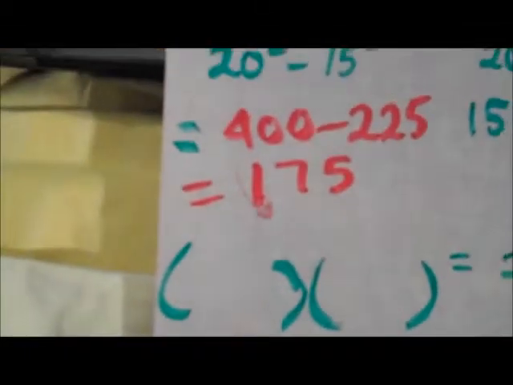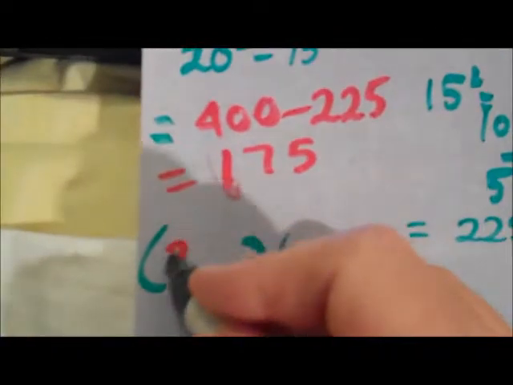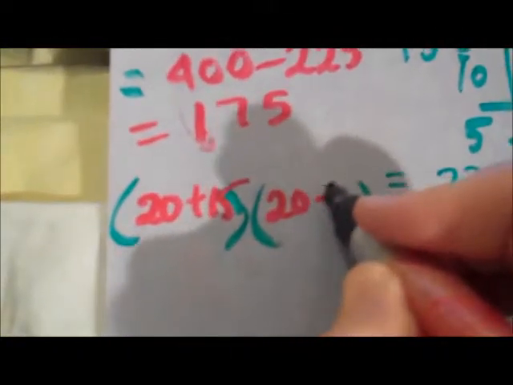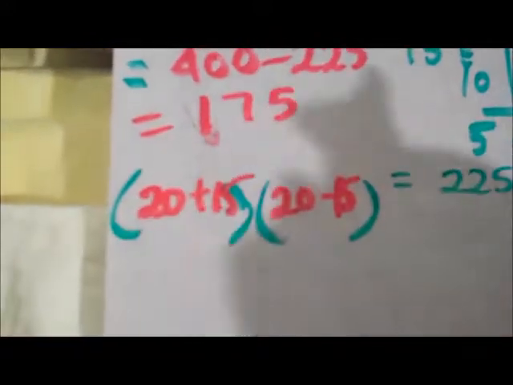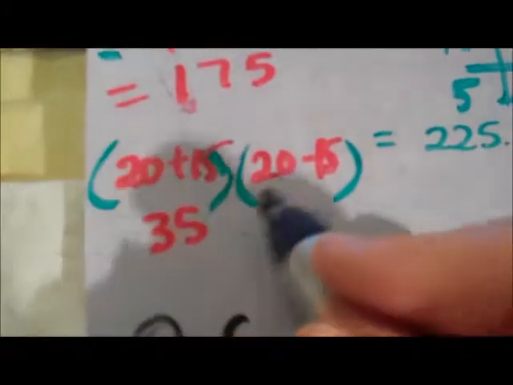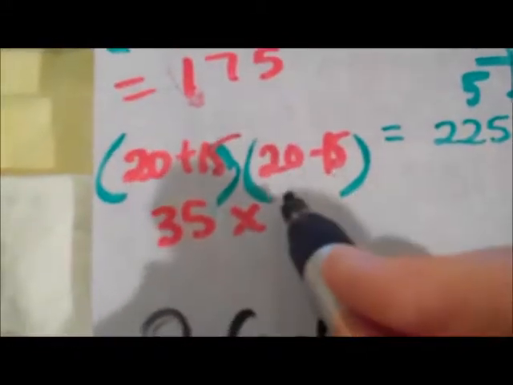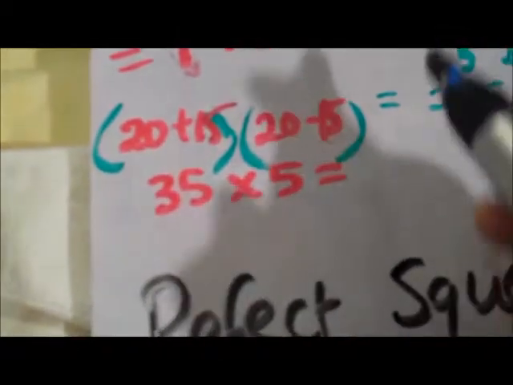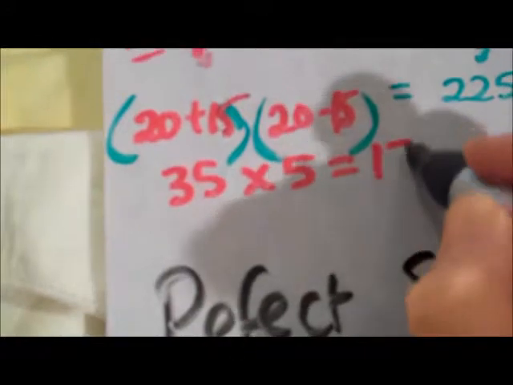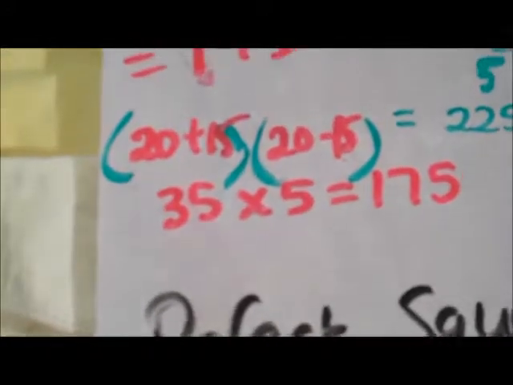Now let's have a look for the pattern. If I did 20 plus 15 and 20 minus 15, what would I actually get? Well, 20 plus 15 is 35, times 20 minus 15, which is 5. So what's 35 times 5? 150 plus 25. That actually is 175.